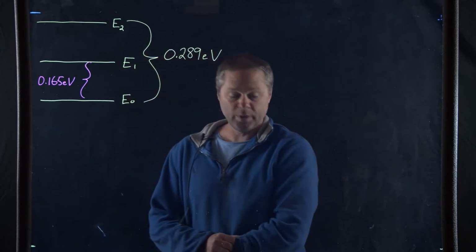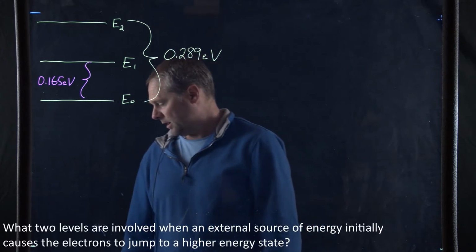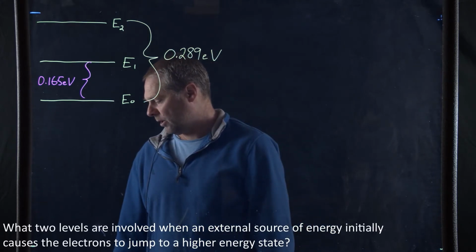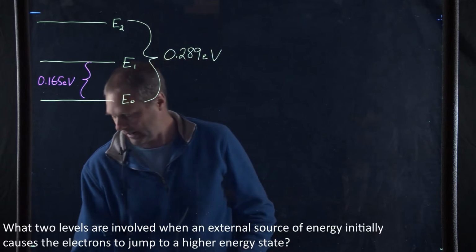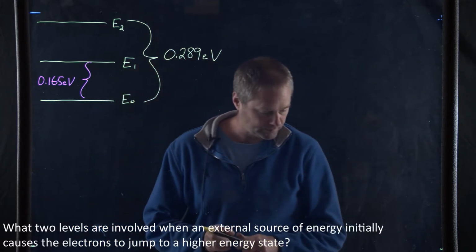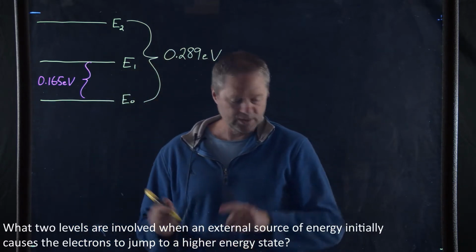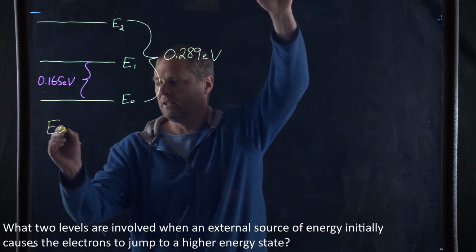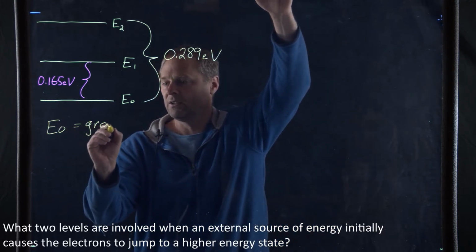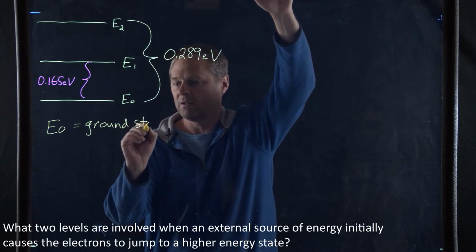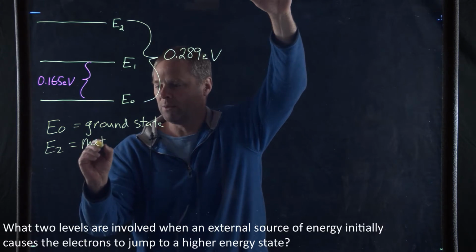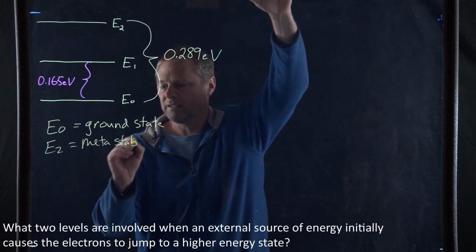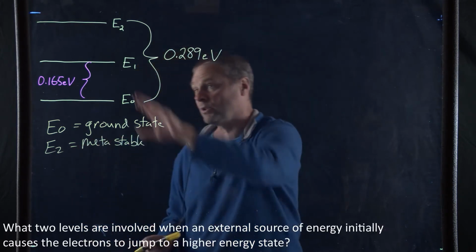So the first question reads as such. What two levels are involved when the external source of energy initially causes the electron to jump to the higher energy state or higher energy level? So the ground state, E0, this is the ground state. And E2, this is the metastable state. It's not as stable as the ground state, but it's more stable than E1.